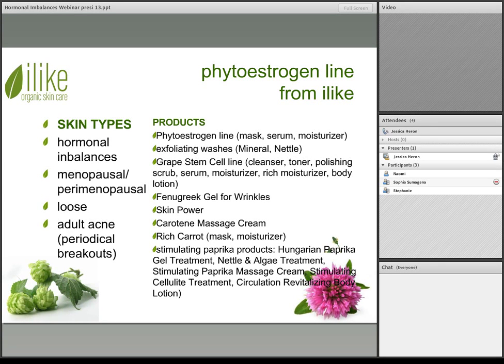You can also utilize nettle and algae treatment, very similar, as a customizable treatment that you can blend in with other treatments and masks. But the nettle and algae is a little bit different. It has green cherry peppers versus the Hungarian paprika gel has the red cherry pepper. The nettle and algae contains green cherry peppers and also cinnamon oil and also lemon. There are antioxidant boosting properties. There are hydrating properties in the nettle and algae treatment and also detoxifying benefits.